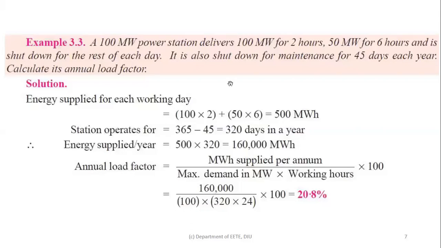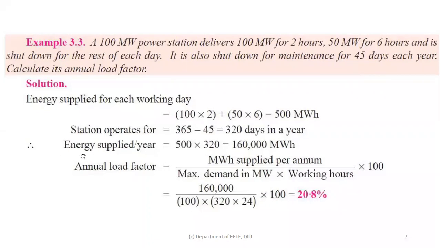And interestingly, one more piece of information is given. The power station is shut down for maintenance for 45 days. So throughout the year, for 45 days the whole power station is shut down. So how many active days? The active days are 365 minus 45, which will be 320 days in a year. So this 500 megawatt hour is for one day. Now we will calculate for the 320 days in a year.